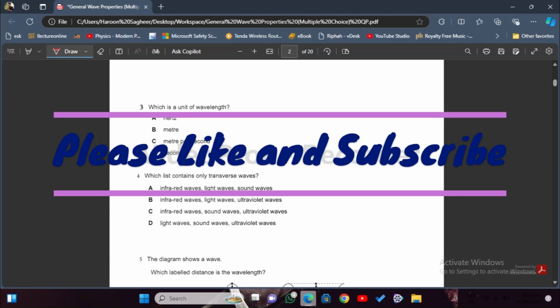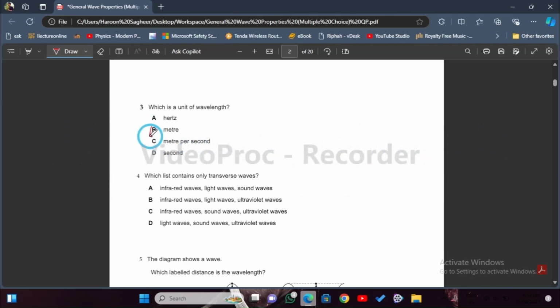Right, in question number 3, we need to tell what is the unit of a wavelength. Well, the unit of a wavelength is meter, and for your reference, the wavelength in the case of a transverse wave is basically the distance between two adjacent crests or two adjacent troughs, like this. So this is a wavelength.